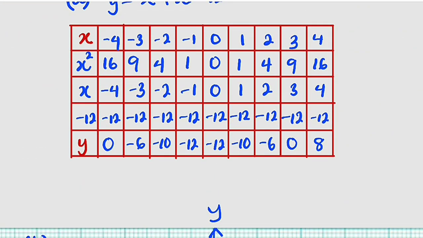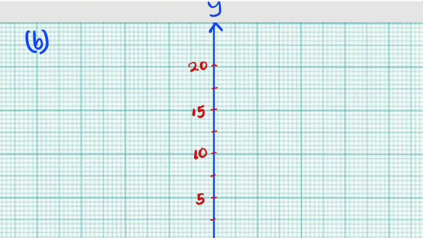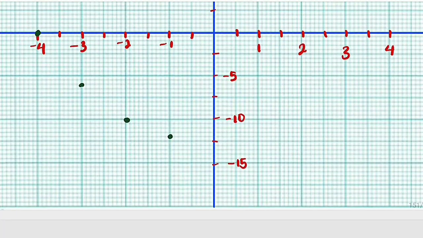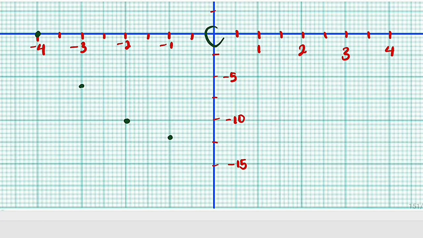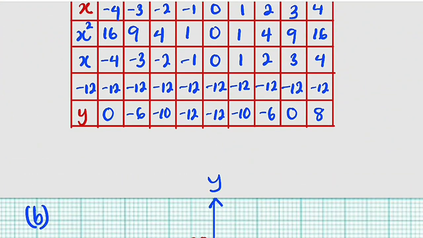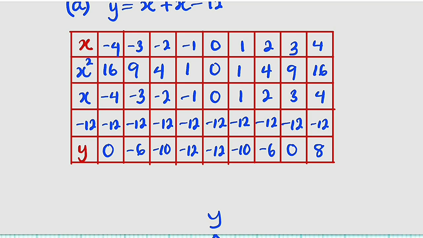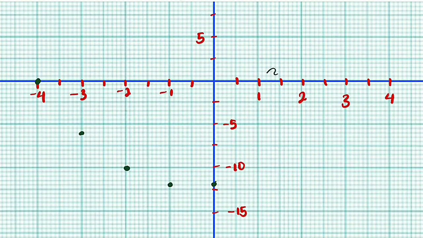Then when x is 0, y is negative 12. This is exactly where x is 0, so we need to locate negative 12, the same point as the previous one, right here. So what happened when x is equal to 1? When x is positive 1, y is negative 10, right? So this is where we have 1, and y is negative 10.